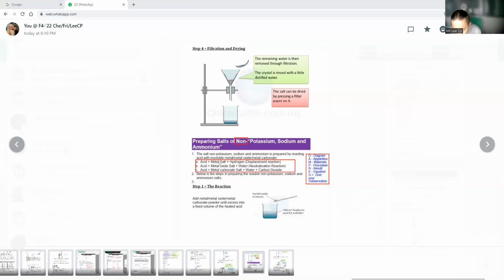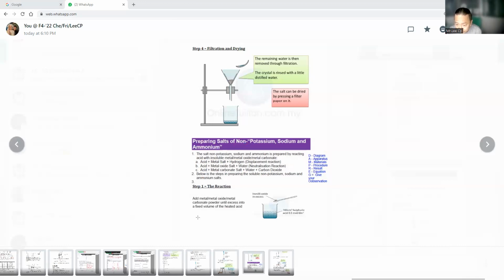Acid plus metal becomes salt and hydrogen, right? Acid plus metal carbonate becomes salt and carbon dioxide. The notes here are not so good, but anyhow, you can understand.